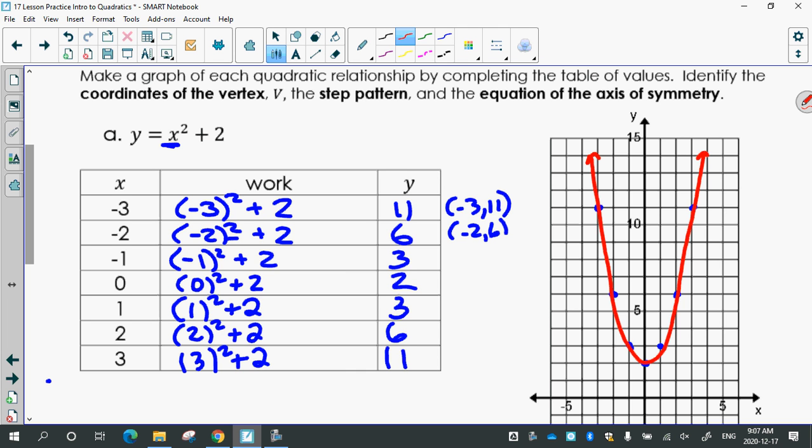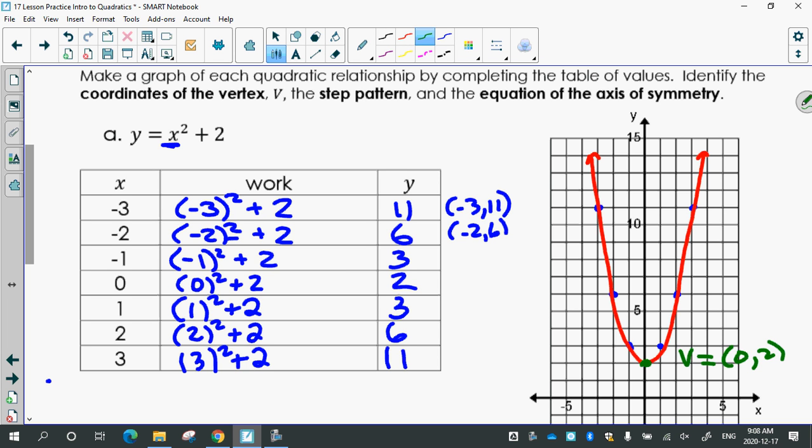Here's my parabola. You guys have the points in the same spots as me. So all I did was plot (-3, 11), (-2, 6), (-1, 3), (0, 2), (1, 3), (2, 6), (3, 11). Okay, and then from this picture, what is our vertex? 0, 2, right? It's an ordered pair, so it's got an x and a y. So that point there, which is our vertex, would be 0, 2.